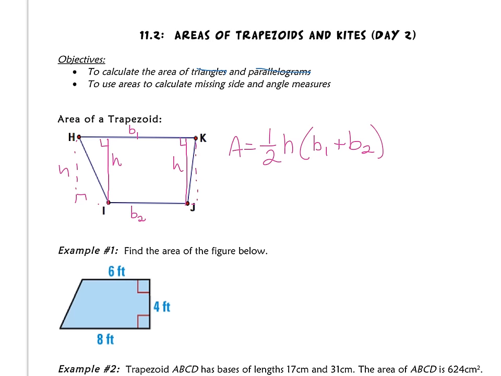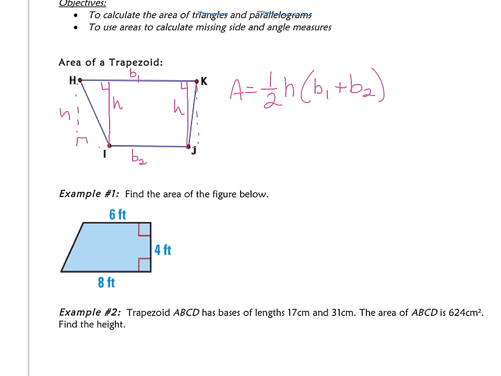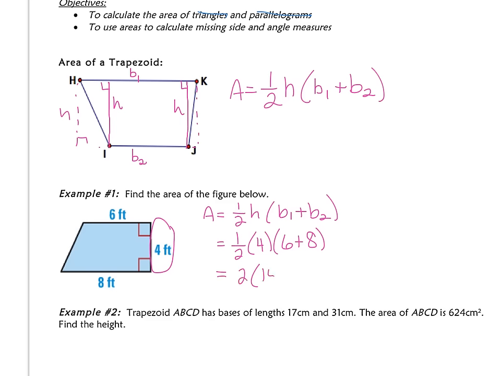Alrighty, let's take a look at this first example. We want to find the area of the figure below, and it just so happens to be a trapezoid. How convenient. So the area, like I said above, is 1/2 the height, and then we're going to add the two bases, B1 plus B2. The height here is the leg because it is from a vertex to the opposite side along the perpendicular, so it's 1/2 of 4, and then inside the parentheses we're going to add the bases, so 6 plus 8. Half of 4 is 2. 6 plus 8 is 14. So this gives me my grand total, which is 28, and then my units are feet squared.